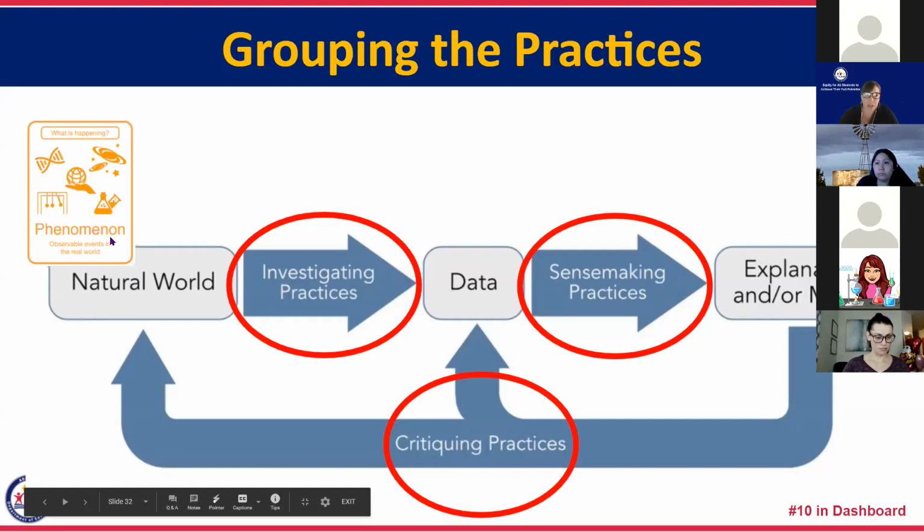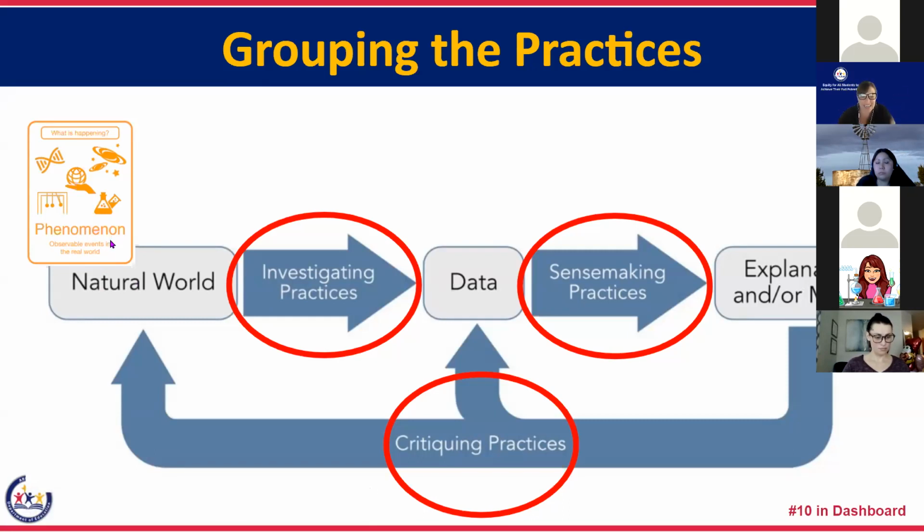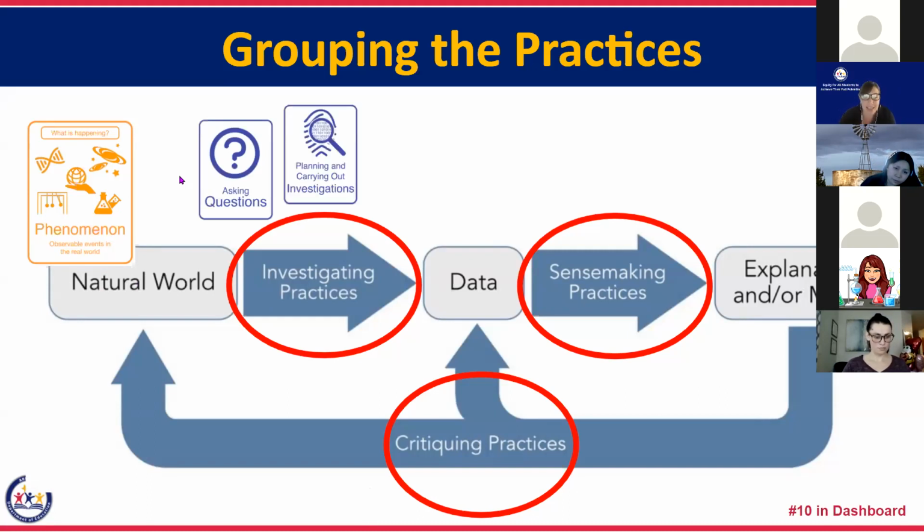We have to anchor our learning in figuring something out. It's going to create curiosity and a need for learning and a need for figuring something out. And once we engage students in this thing called phenomena, you move into investigating practices like asking questions, carrying out and planning investigations, mathematics. And once you engage in those practices, you end up with the product called data.